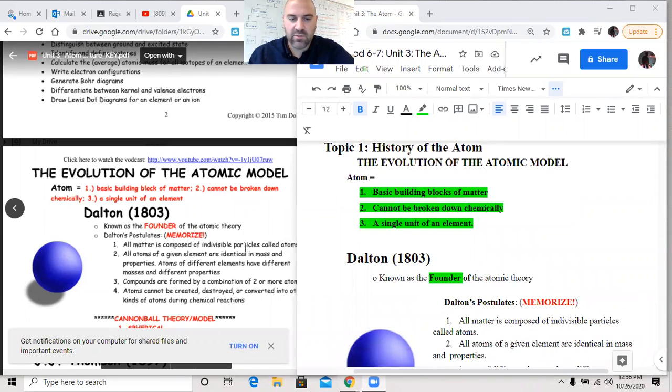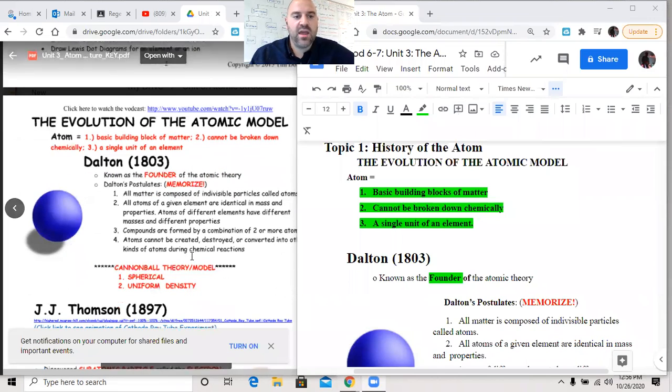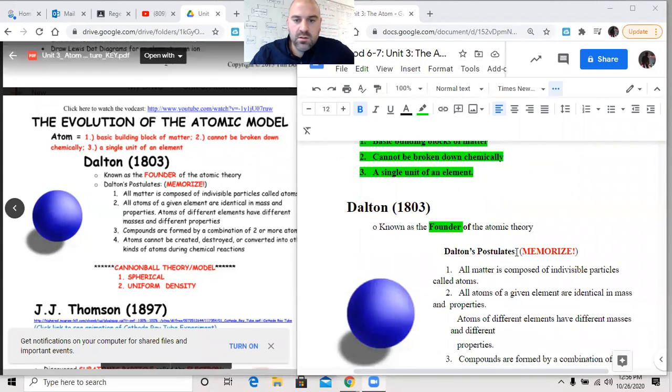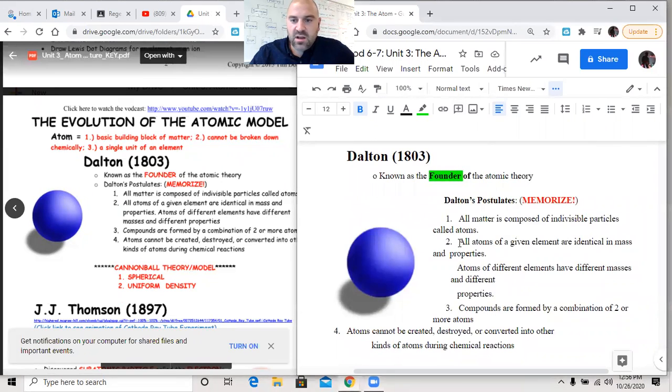In the atomic theory, he said that all matter is composed of indivisible particles called atoms. He said all atoms of a given element are identical in their mass and properties. Atoms of different elements have different masses and properties, like all gold has the same properties as gold, and all oxygen has the same properties as oxygen. Gold and oxygen have different properties.